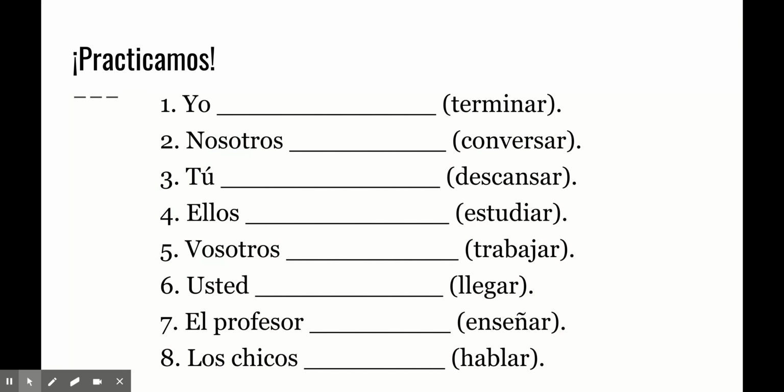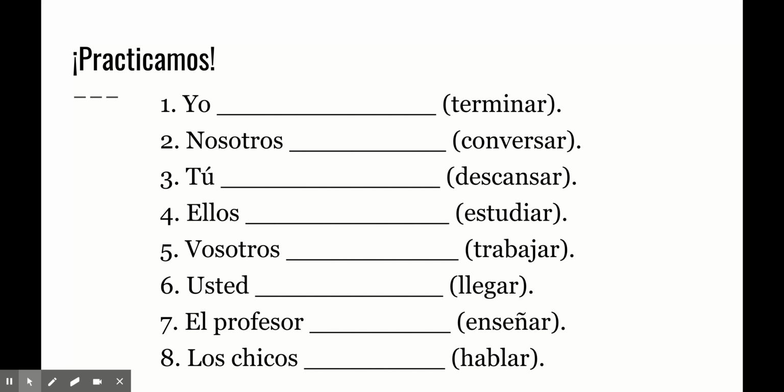Alrighty, folks. We are going to do a little bit of practica. These are going to be turned into Edpuzzle questions for you. So, one at a time, you're going to take away the endings and conjugate these verbs. I'm going to do the first one for you. Then 2 through 8, dos a ocho, are going to turn into Edpuzzle questions.